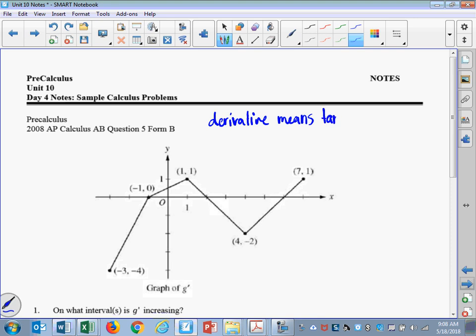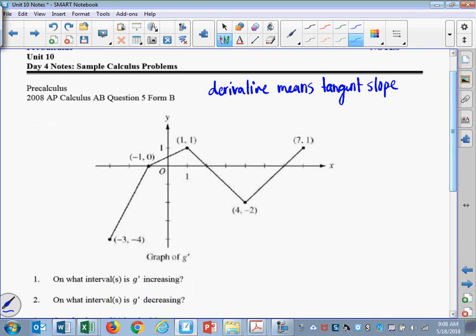Derivative means tangent slope. So here we have the derivative in this picture. We have the derivative of some function g, and so what this tells me is the slope of g at any point. Slope of g at whatever point you want. So let me show you what I mean, for example. Let's go over here to 4 and go down to this point.